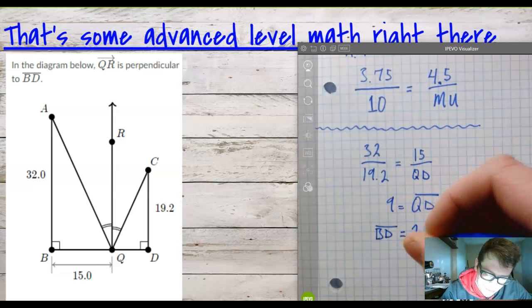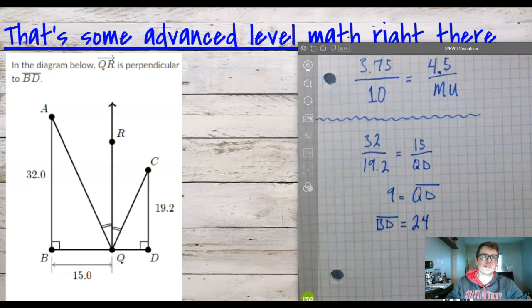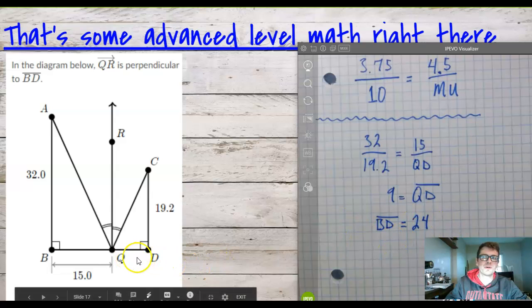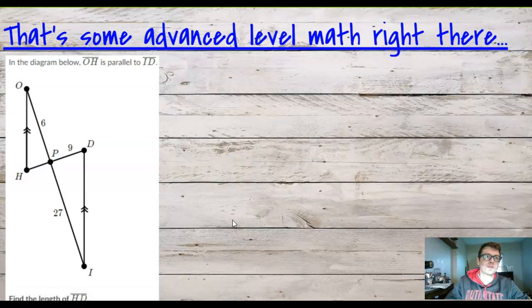would be a total of 24. So if you see this on your homework, there's a freebie for you. BD would end up being 24 because QD is 9. In a situation like this, we can see similar triangles, but I'm not going to solve this for you. I just want to make sure that you recognize some of the problems that you're going to see.